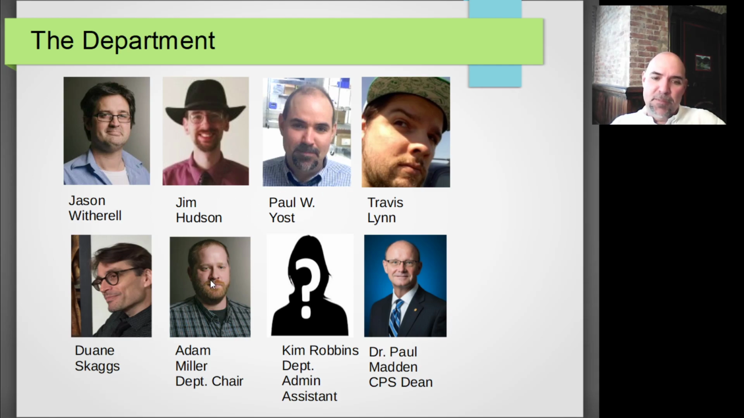Adam Miller is the department chair. If you have scheduling problems or something, you might need to talk to him. Kim Robbins is our department administrative assistant. Her office is up there where all the other offices are. And if Adam's not available or one of the faculty isn't available, talk to her and she can help you with a lot of things. And then Paul Madden is the dean.